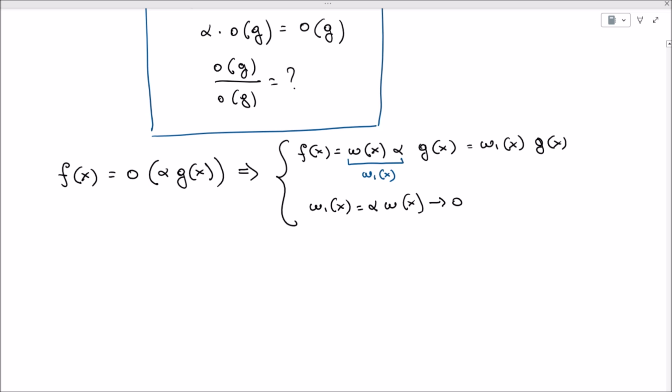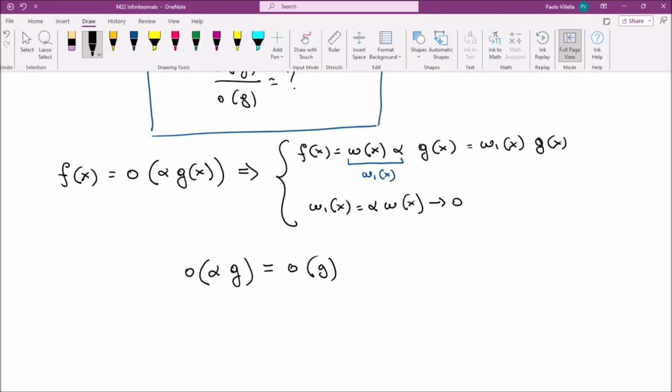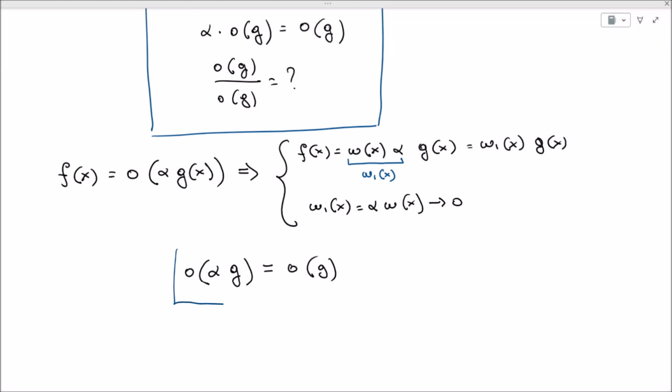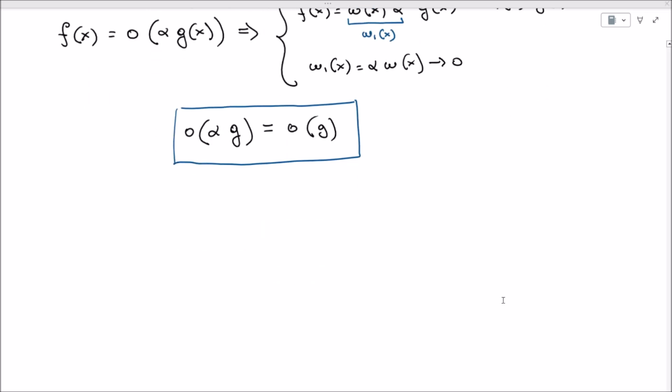So yes, we can definitely say that in general, another conclusion is that if we have little o of alpha g, we can definitely say that this is little o of g. Okay, so this is another thing that it is worth remembering. Another interesting property we would like to explore is that of transitivity.